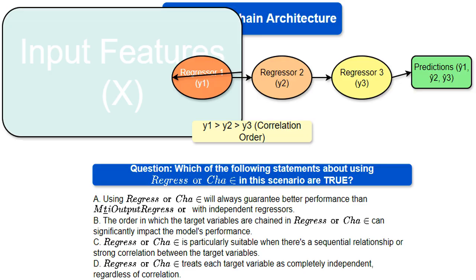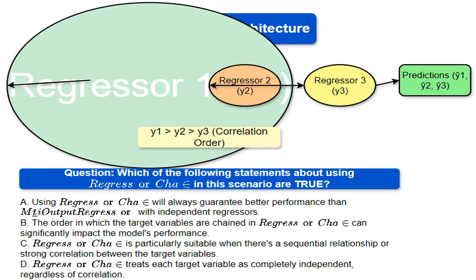These are the initial features that are used to predict all of the target variables. This is the standard independent variable data that the model will be trained on. Think of it as the raw data, or all the information you have before making any predictions. This is the first regressor in the chain. It uses the initial input features, x, to predict the first target variable, y1. The output of this regressor becomes an additional input for the subsequent regressors.